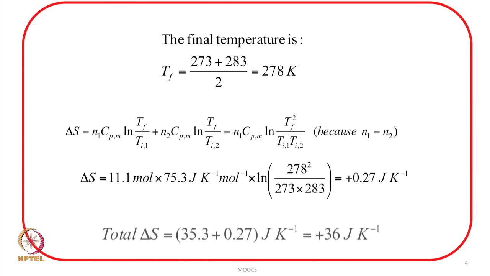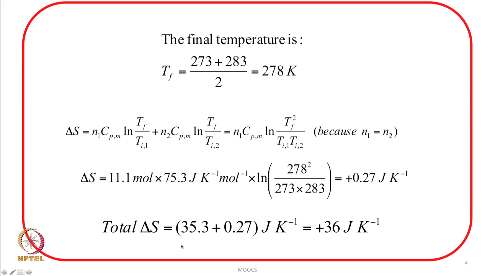Therefore, the total entropy change is the entropy change in part 1. This part 1 is associated with the melting of ice and the lowering of temperature of 200 gram of water from 90 degree centigrade to 10 degree centigrade, and this contribution is added to the one from when the water at 0 degree centigrade is further mixing with water at 10 degree centigrade, reaching a final temperature of 5 degree centigrade. The total delta S is plus 36 joules per Kelvin.